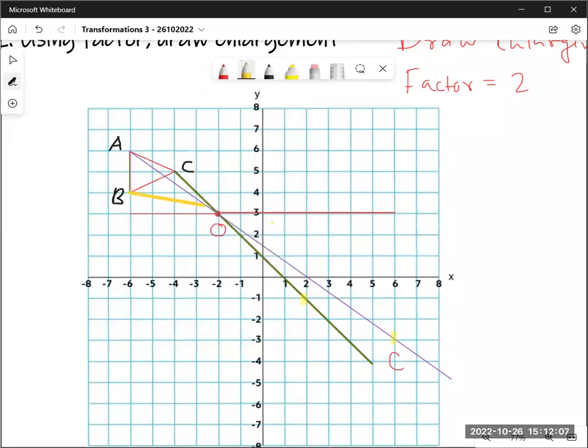Take that with yellow. Now, how many units is B from O? Tell me. 4. B is 4 x units from O, and 1 y unit, but we're talking about x units. So how many x units will it be on the other side? 8. So let's go down on the yellow line. The yellow line is right here. It's 6.